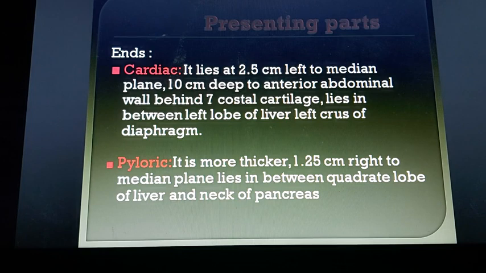Coming to the pyloric end, it is thicker, and lies 1.25 centimeters right of the median plane. It lies in between the quadrate lobe of the liver and the neck of the pancreas. So it lies in between the quadrate lobe of the liver and the neck of the pancreas.